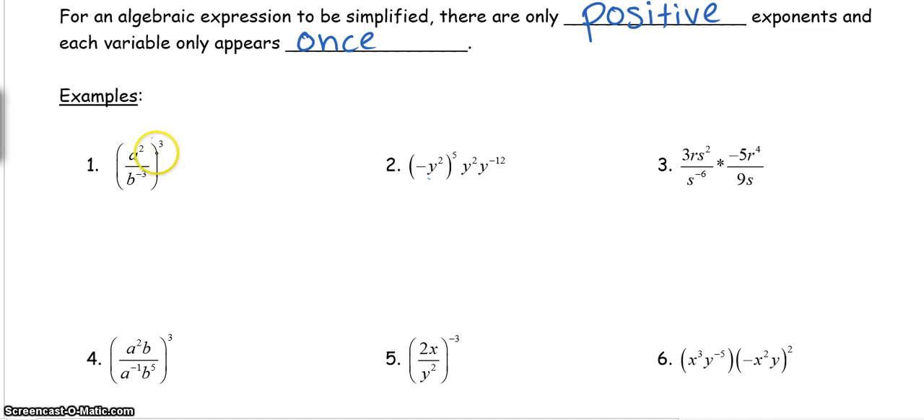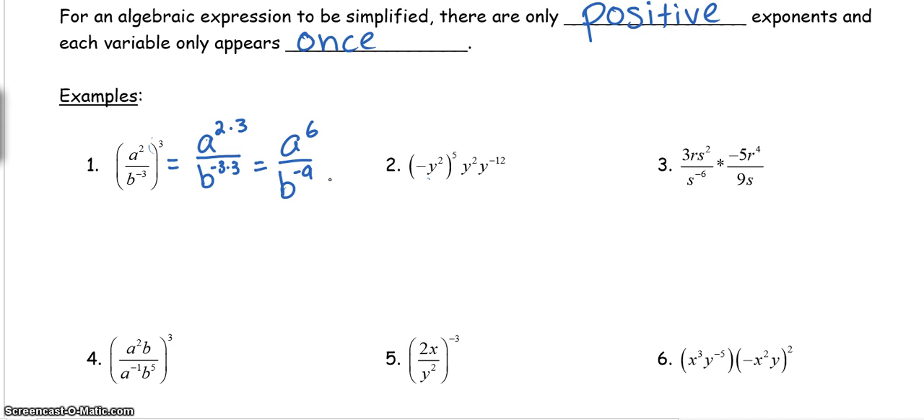So since I've got this to the 3rd power out here, that means everything inside the parentheses is being raised to the 3rd power. So we need to use one of our properties from up above. When we have a power raised to a power, that means we have to multiply the exponents. So I have a to the 2 times 3 over b to the negative 3 times 3. 2 times 3 is 6, so I get a to the 6th. Negative 3 times 3 is negative 9.